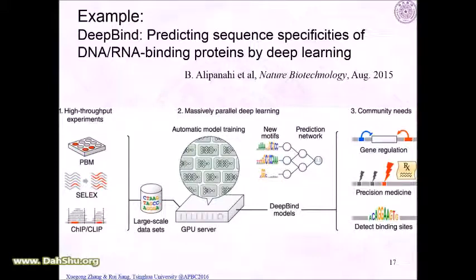And then after they train the model, given any sequence, they can predict gene regulation and binding sites. And also, if there is a mutation in some patients, they can evaluate how risky the mutation is according to the change to this binding motif, the predicted binding motif.